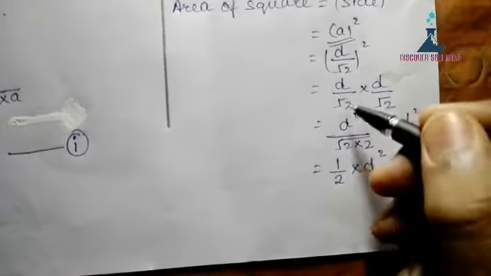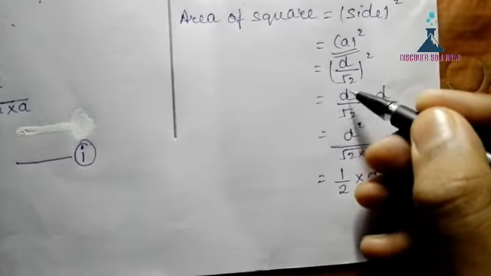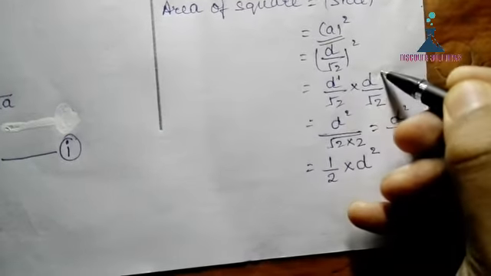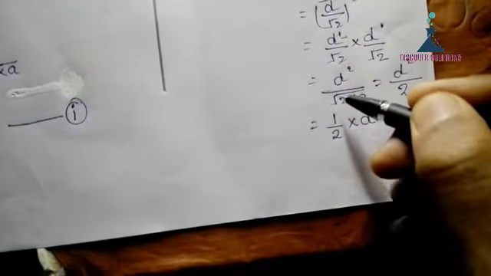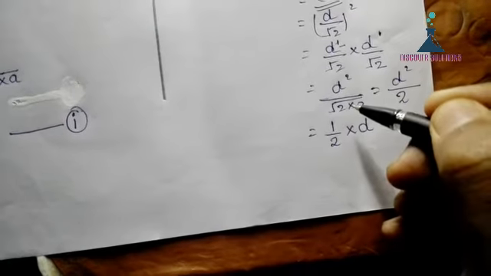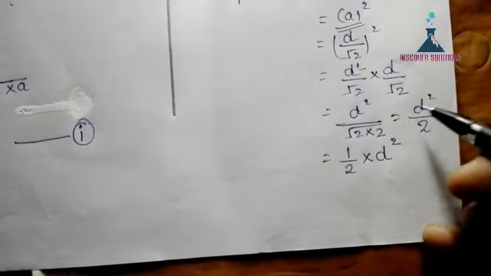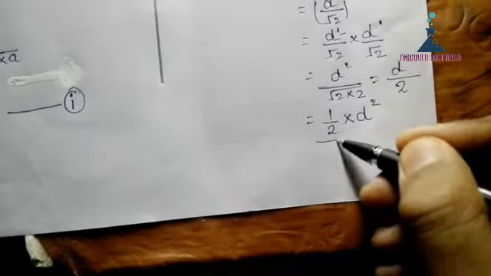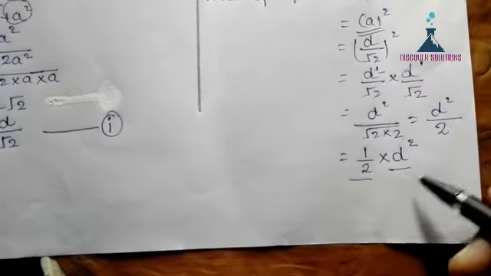So d by root 2 into d by root 2. So friends, as we know, when we multiply numbers having the same base, the powers get added, so it becomes d square, and in the denominator it becomes root 2 into root 2, which is 2. Which is a perfect square number. So we get d square by 2. So friends, we can write it as half into the square of its diagonal. So friends, this is how we can prove that the area of a square is half into the square of its diagonal.